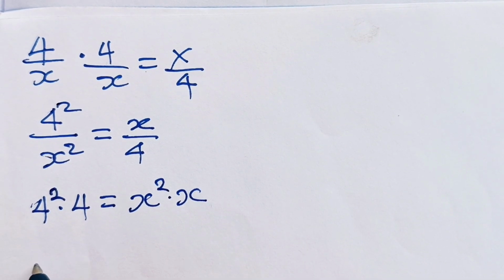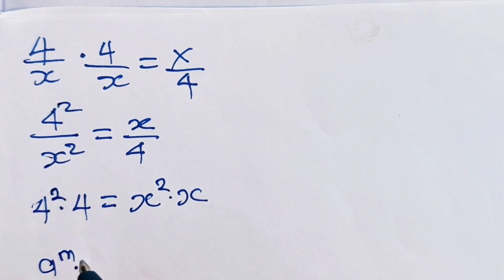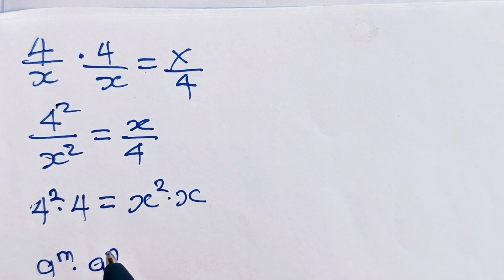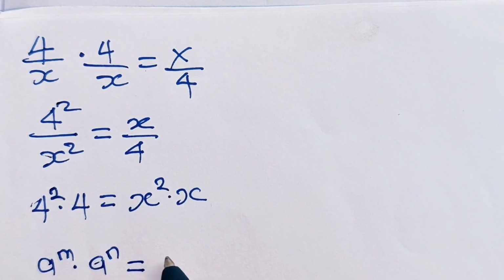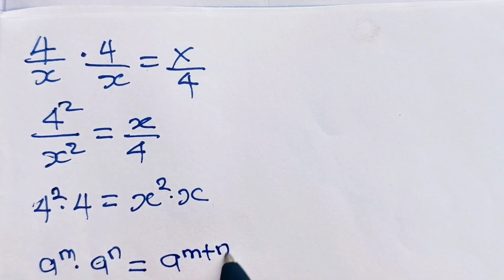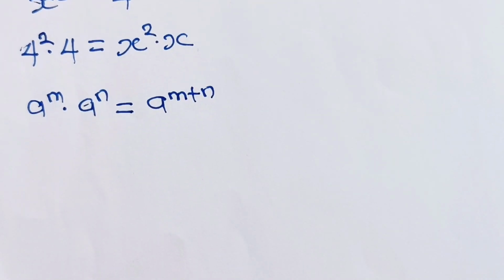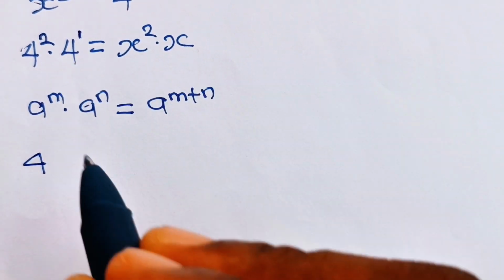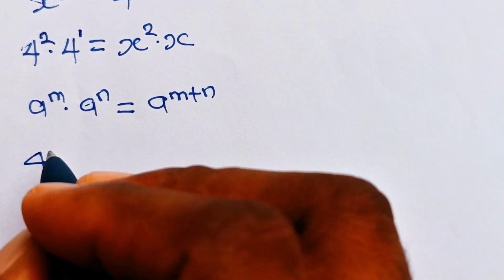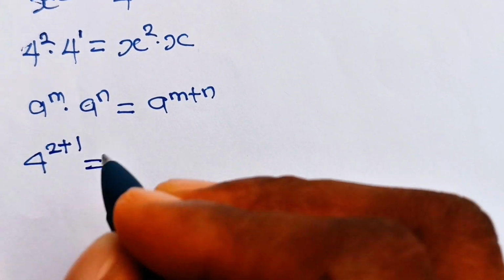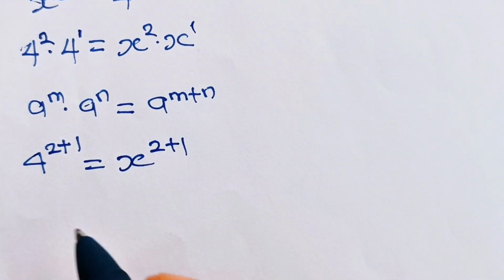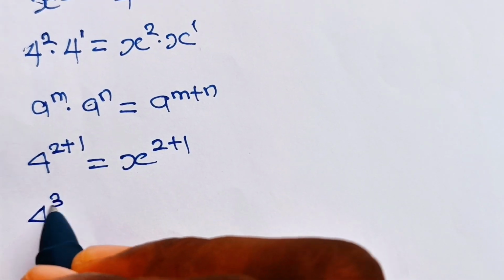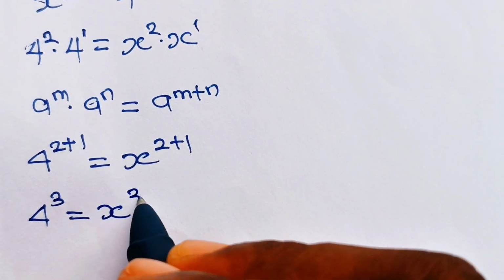Now recall that when you have a to the power of m multiplied by a to the power of n, this is equal to a to the power of m plus n. So that simply means that we can rewrite what we have as 4 to the power of, because this is 4 to the power of 1, right? So it's going to be 4 to the power of 2 plus 1 is equal to x to the power of 2 plus 1 as well, because this is x to the power of 1. So we will have 4 to the power of 3 is equal to x to the power of 3.